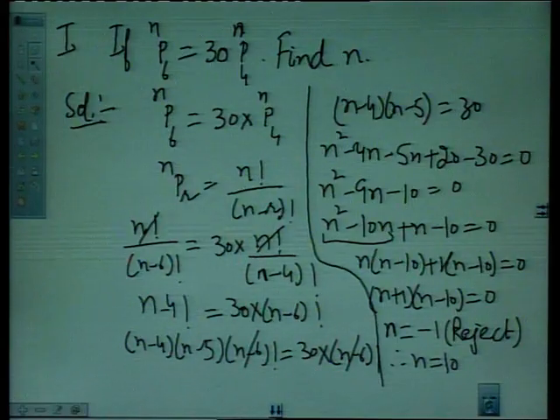Solve this by making factors, we get the two values, one value as minus 1 and another value as 10. Reject n equal to -1 because we cannot define factorial of a negative number. Therefore, n is equal to 10 is our answer. Now, let us do one more question.